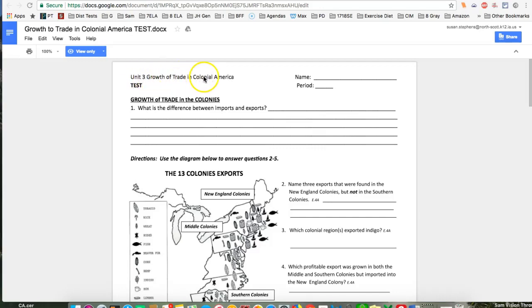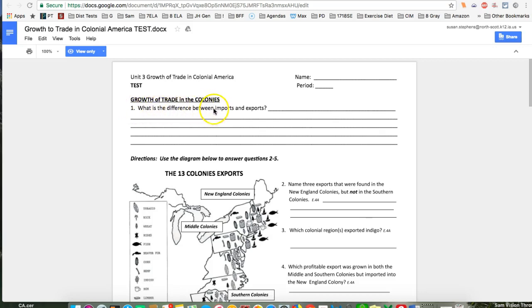Unit 3, Growth of Trade in Colonial America. I suggest that you have your Chromebook open while you take the test and just take the questions one at a time being read aloud. But any way that is most comfortable for you is fine. Growth of trade in the colonies.